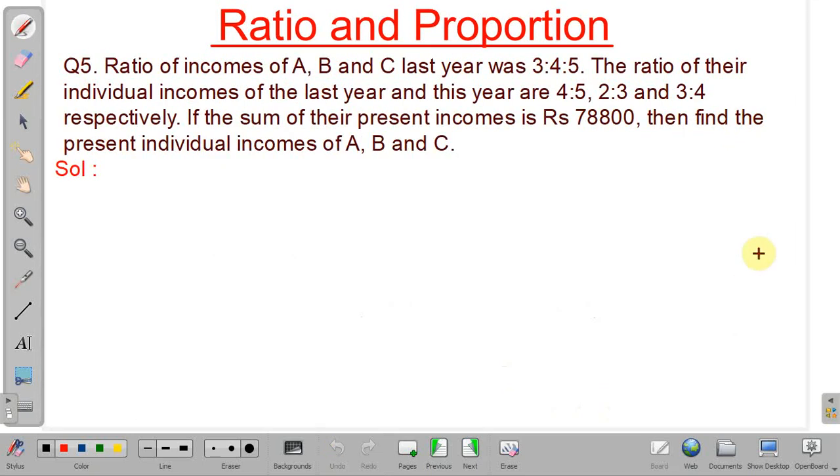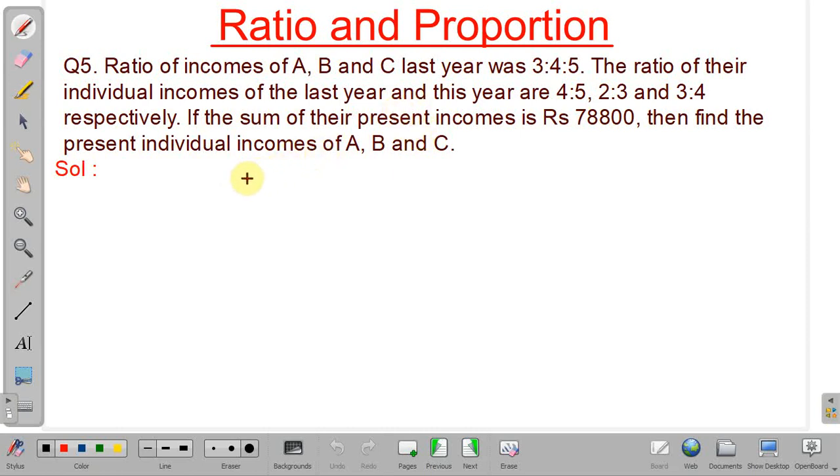What is given here? See, three persons are there, A, B, and C. The ratio of income of A, B, and C last year is given as 3 is to 4 is to 5. And the ratio of individual incomes, that is incomes of each person of last year and the present year, is given as 4 ratio 5 for A, 2 ratio 3 for B, and 3 ratio 4 for C. And the sum of their present income is given as 78,800 rupees. Then we have to find the present individual income of A, B, and C. Okay, so how can we solve it?